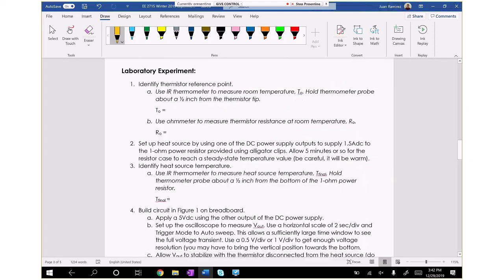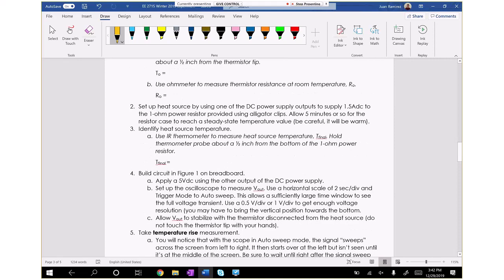Okay, so we are essentially looking to analyze response time. All right, so the first thing we'll do in the lab is identify the reference point by using a calibrated device to calibrate the value. So we're going to use a thermometer, and that'll allow us to find the room temperature, and then we'll use an ohm meter to find the thermistor resistance at the room temperature.